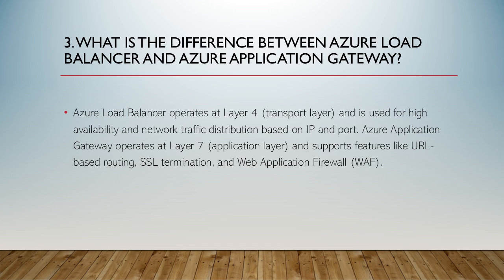3. What is the difference between Azure Load Balancer and Azure Application Gateway? Azure Load Balancer operates at Layer 4, transport layer, and is used for high availability and network traffic distribution based on IP and port. Azure Application Gateway operates at Layer 7, application layer, and supports features like URL-based routing, SSL termination, and Web Application Firewall, WAF.